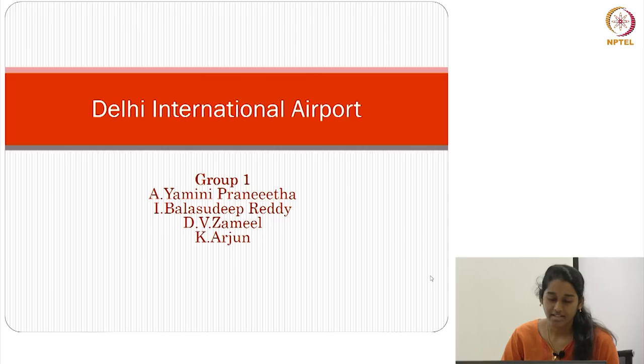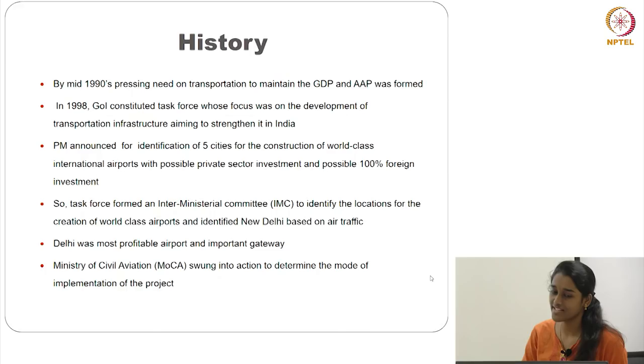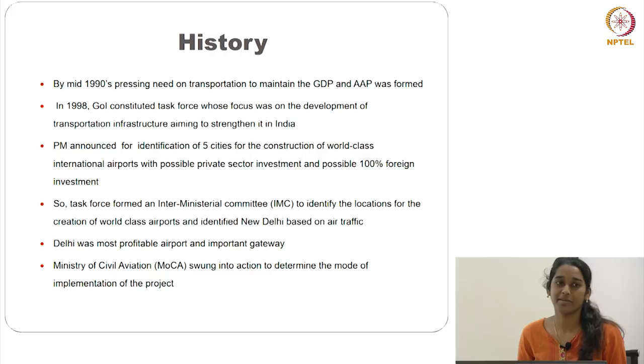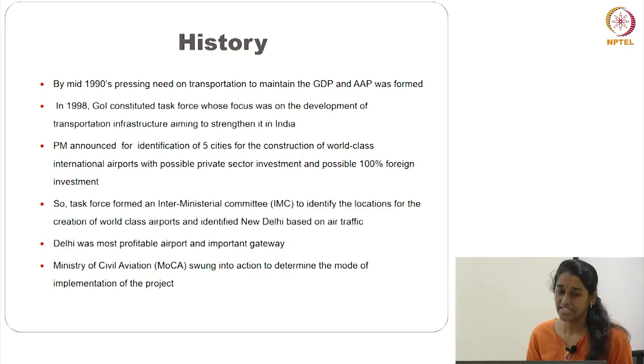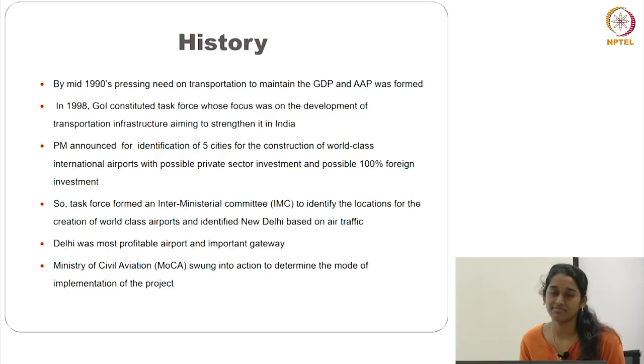Group one, one of you come and present, just tell us about the Delhi airport and then we'll discuss a bit. I'll be representing group one and I'll discuss Delhi International Airport. First, the history: during the 1990s in India, because of liberalization reforms, GDP growth went up to 7%. To maintain that, the government had a constant need to sustain GDP growth, so they saw more scope in transportation infrastructure.